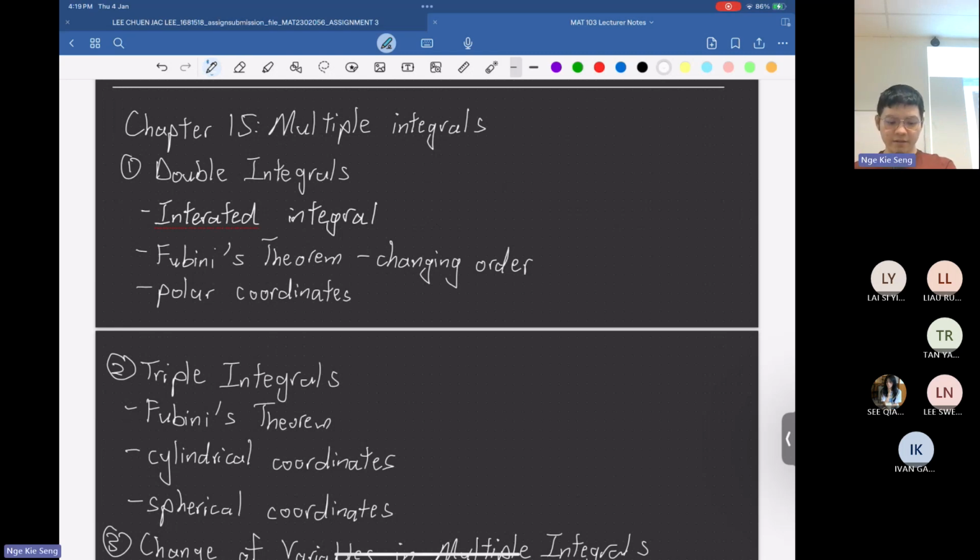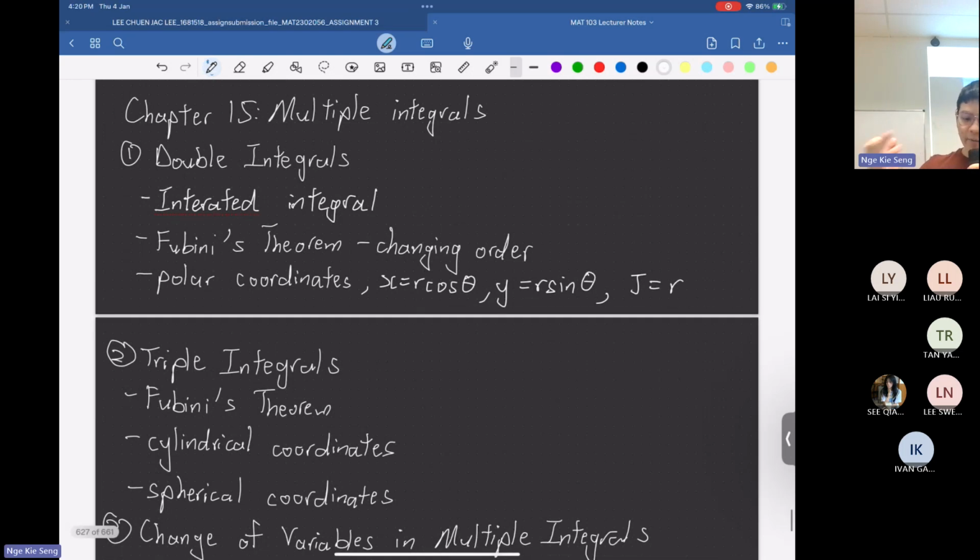What's the polar coordinate? Can you remember or not? I set x equals r cos theta, y equals r sine theta. And then there's a Jacobian factor. What's the Jacobian factor? The Jacobian factor here is r. Okay, good.